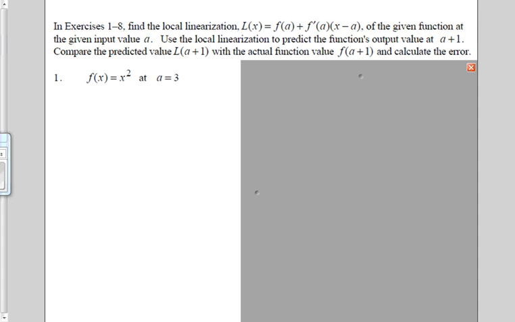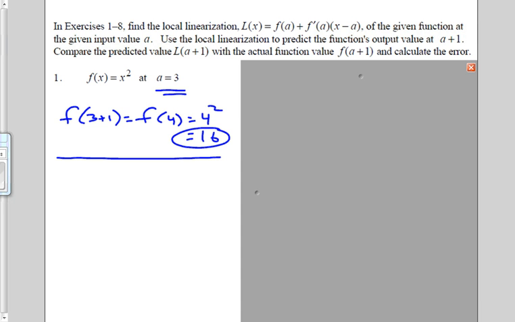Let's do another one. This is very similar to the problems that you're going to be doing in class the next day. It says find the local linearization of the given function at the given input value a. Use the local linearization to predict the function's output value at a plus 1, and compare the predicted value to the actual value. Well, let's find the actual value first. Just working backwards, we want to find f of 3 plus 1, which is f of 4, which is 4 squared, 16. So our value should get close to 16.